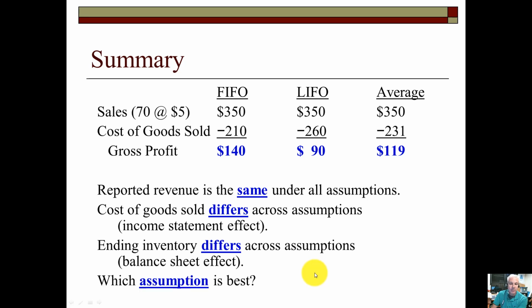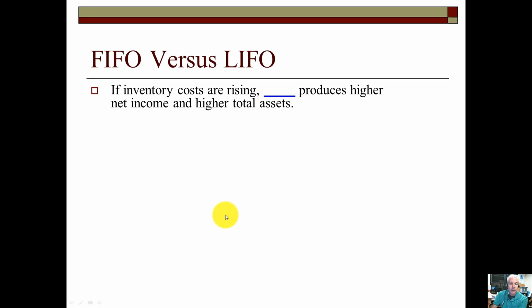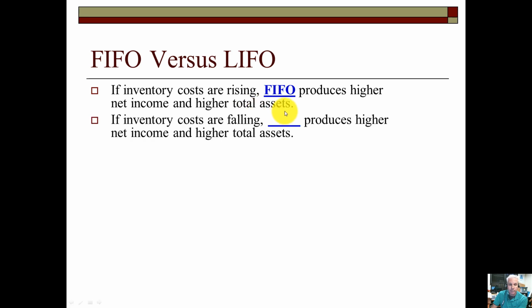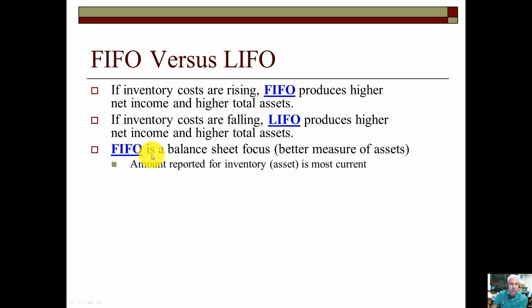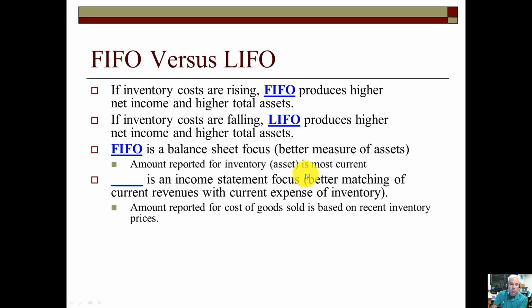So which assumption is best? Well, if inventory costs are rising, FIFO produces higher net income and higher total assets. If inventory costs are falling, LIFO produces higher net income and higher total asset values. Notice that's if the costs are falling. We know that FIFO is a balance sheet focus because it better measures the value of assets at their current replacement cost, and the amount reported for inventory asset is most current.